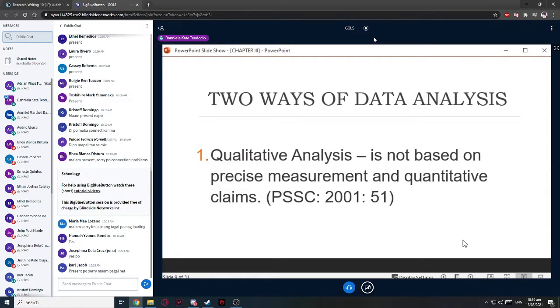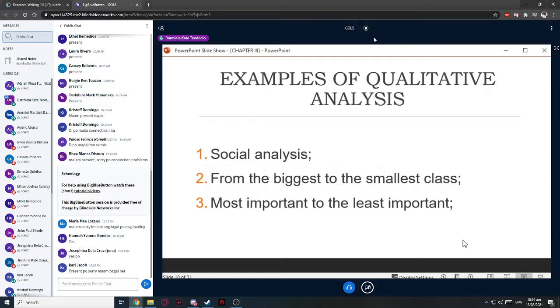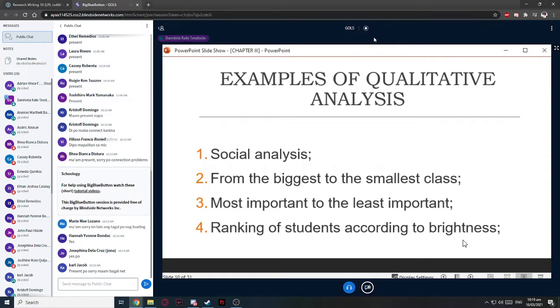Examples of qualitative analysis are social analysis, from biggest to smallest class, most important to least important, or maybe ranking of students according to brightness. Now, these topics cannot be expressed with numbers or analyzed using statistics, but you can analyze and differentiate all of them by the use of words or sentences. That is what you call qualitative analysis.